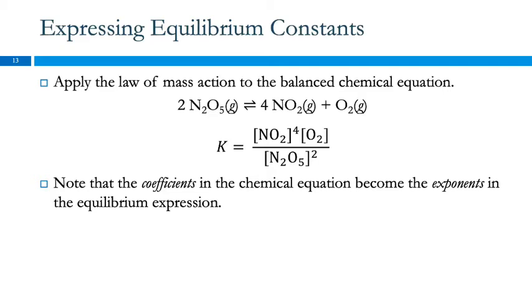So when we apply the law of mass action to a balanced chemical equation, we come up with things like this. For this chemical reaction, we can define the equilibrium constant as the NO2 concentration to the fourth power times the oxygen concentration divided by the N2O5 concentration squared. The coefficients from the balanced chemical equation become the exponents in the equilibrium expression.